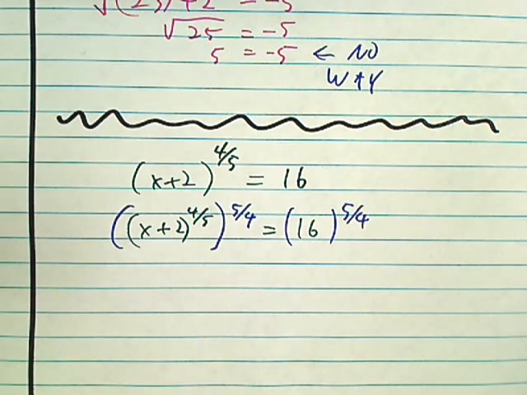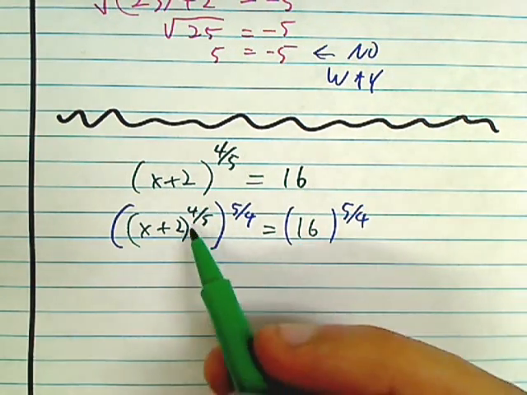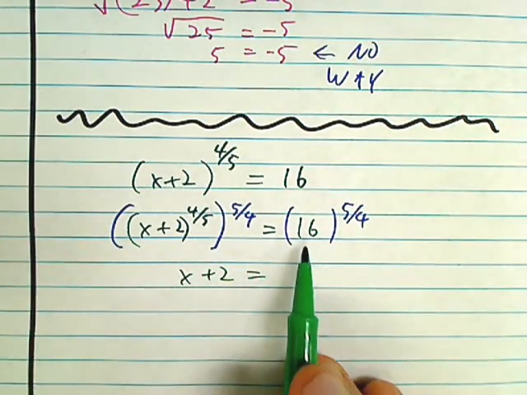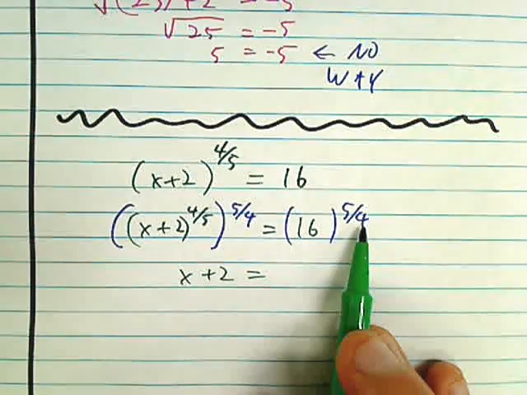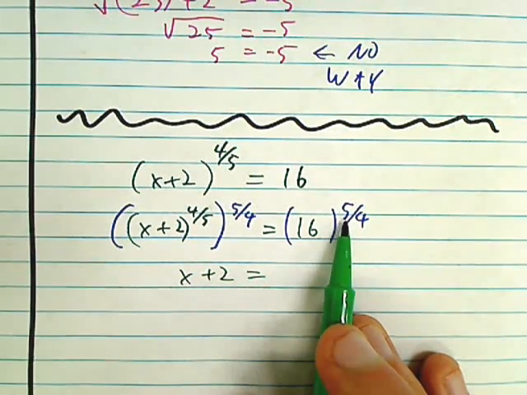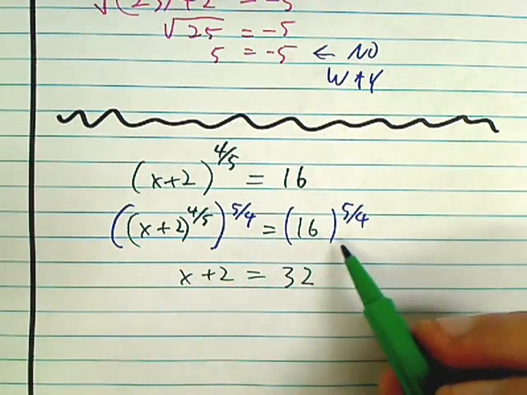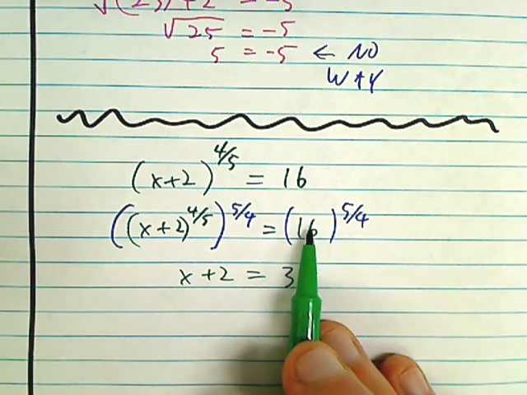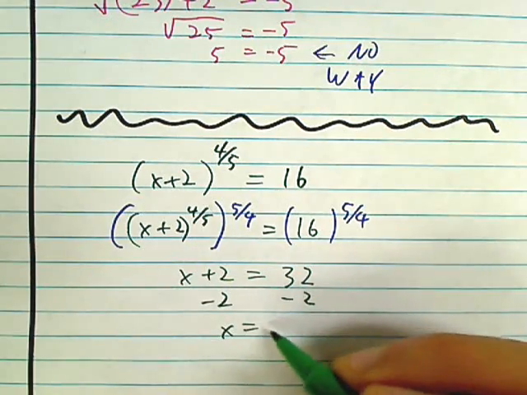Both sides. So let's think about these operations here. The 4/5 and the 5/4 just cancel out. Let me see, 16 to the 5/4 power. We'll do the root first. The 4th root of 16 is 2, and 2 to the 5th power is 32. We talked more about that in the previous sections, but there's your index, that's the root, and that's the power. 16, the fourth root is 2, to the fifth power is 32. And let's subtract 2, x equals 30.